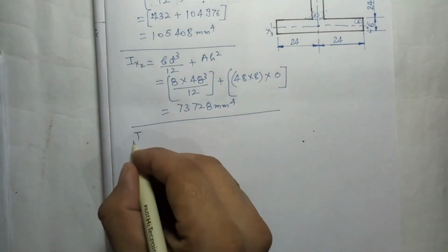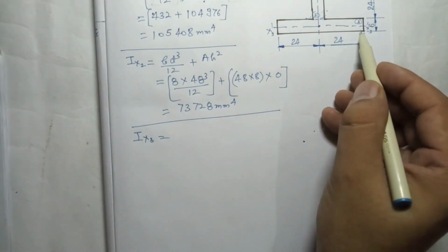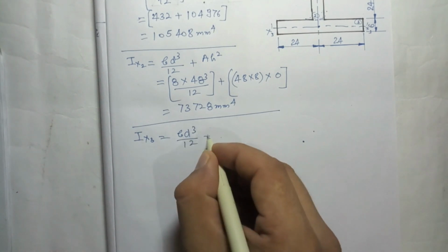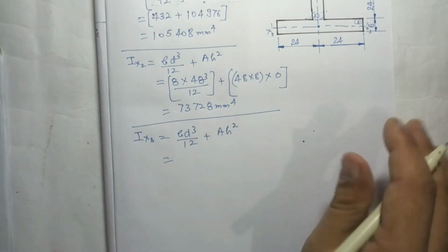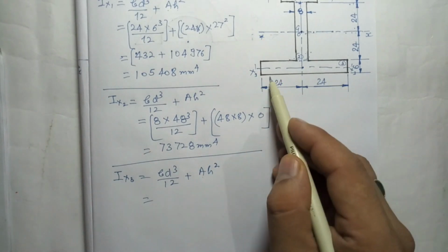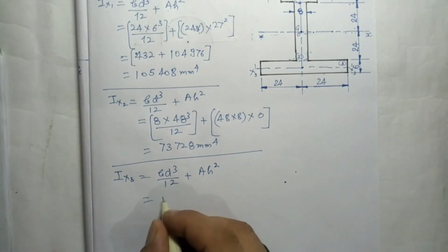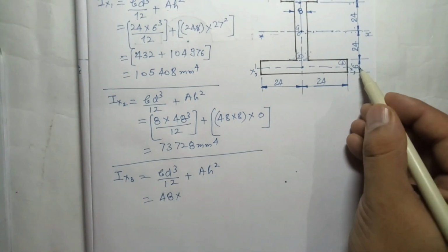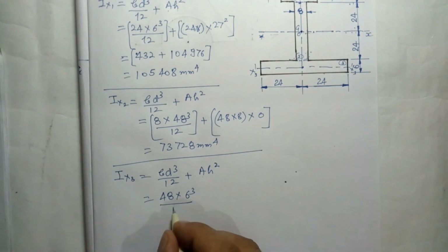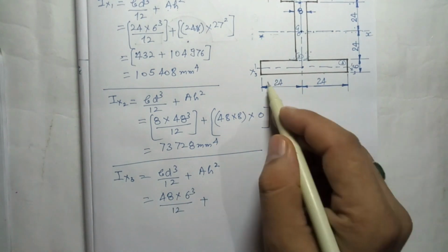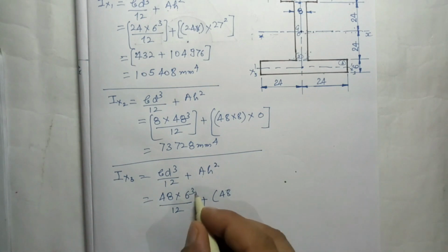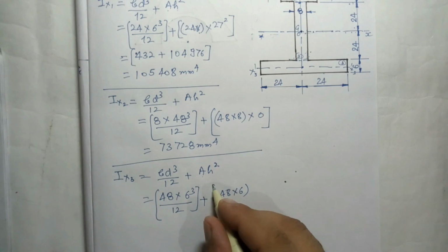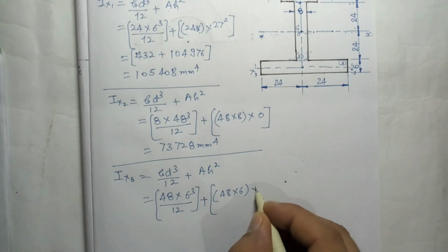Now we will see the third rectangle, that is the base one. Again bd cube by 12 plus A h squared. Now what will be b, parallel to the axis? This side is 24 plus 24, so 48 into d. d will be the perpendicular side, that is 6. So 6 cubed by 12 plus the area of this rectangle, that is 48 into 6, and the distance h.